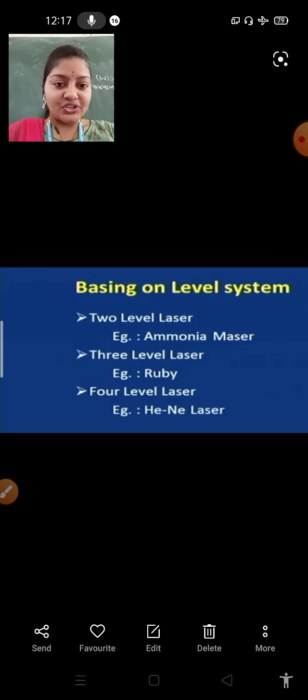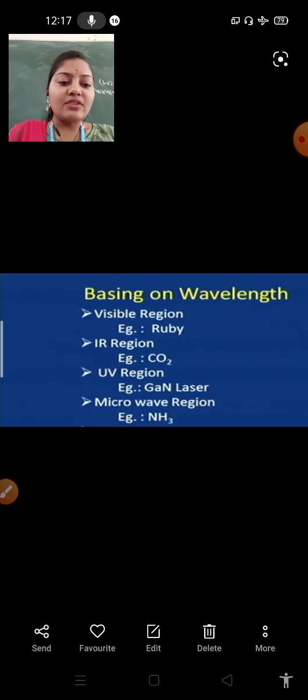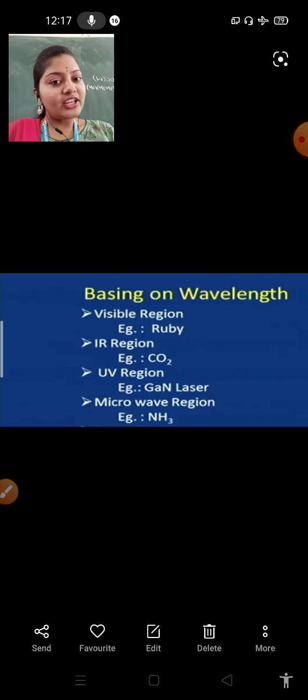Okay, this is about classification based on the level of the systems. Now coming to classification based on the wavelength. Based on the wavelength also we can classify the lasers. Okay, so now the visible region.